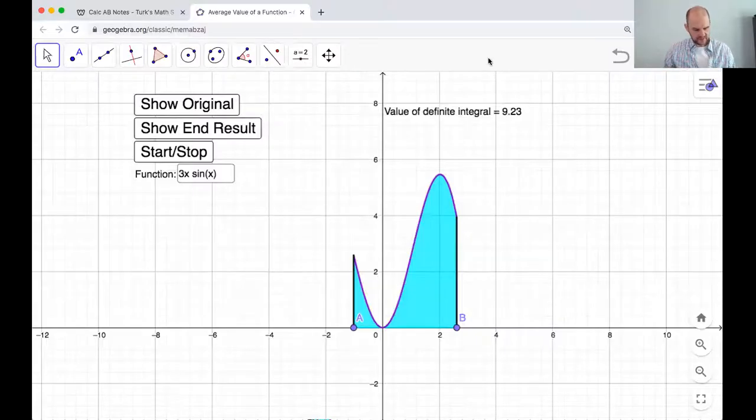All right, this is going to be page 1 of notes 18 of Calc AB. We're going to be talking about something called the average value of a function. And as you can see, I'm actually on a GeoGebra page. I'm not in the notes because I think that watching this happen dynamically is the easiest way to sort of understand the concept.